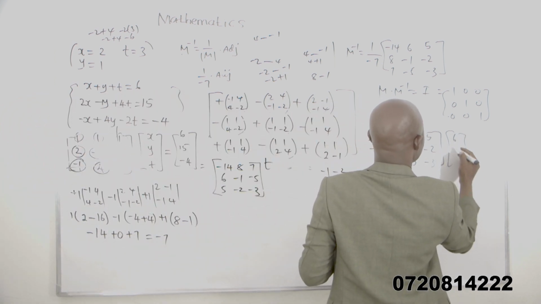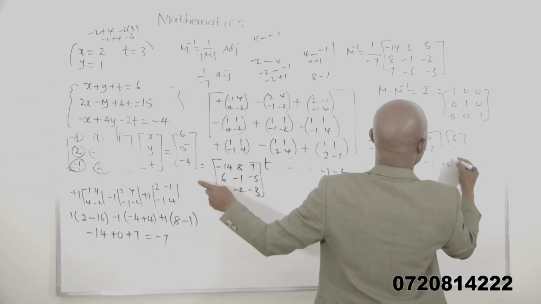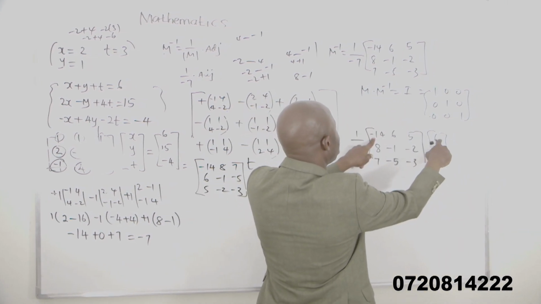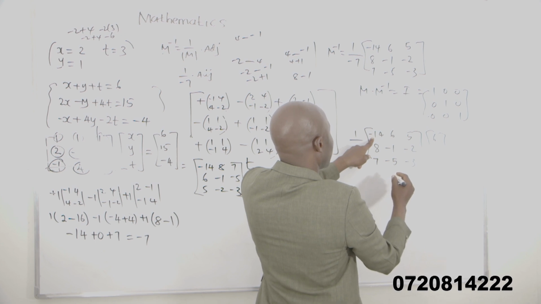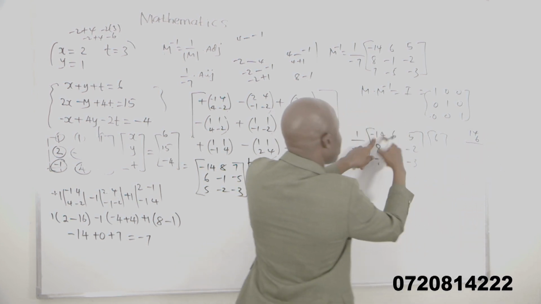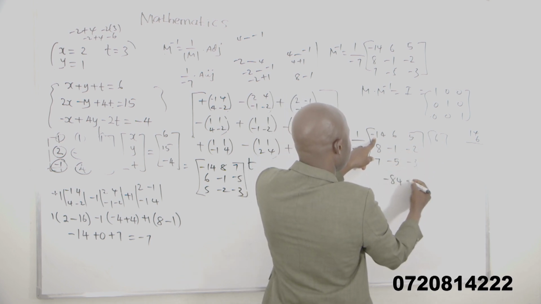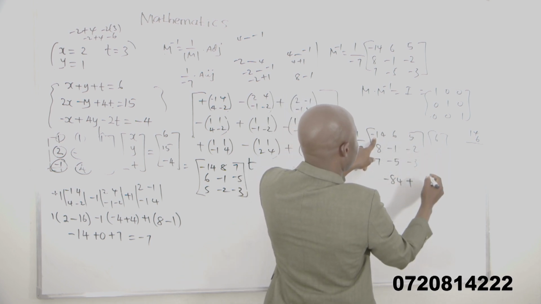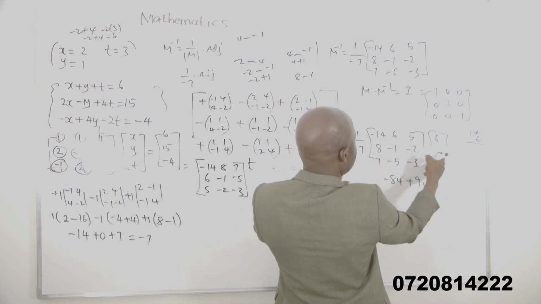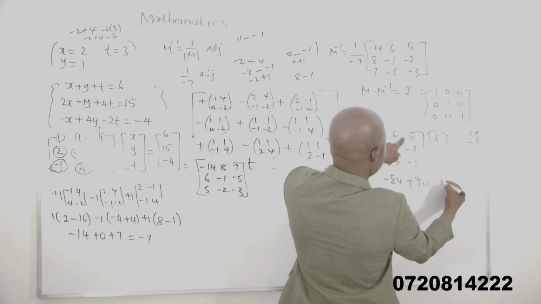So we multiply by 6, 15, negative 4. So negative 14 times 6 is 84. What is 14 times 6? We get 84. So this is negative 84. 6 times 15 is 90. We are multiplying this, that, then 5 times minus 4 is minus 20.